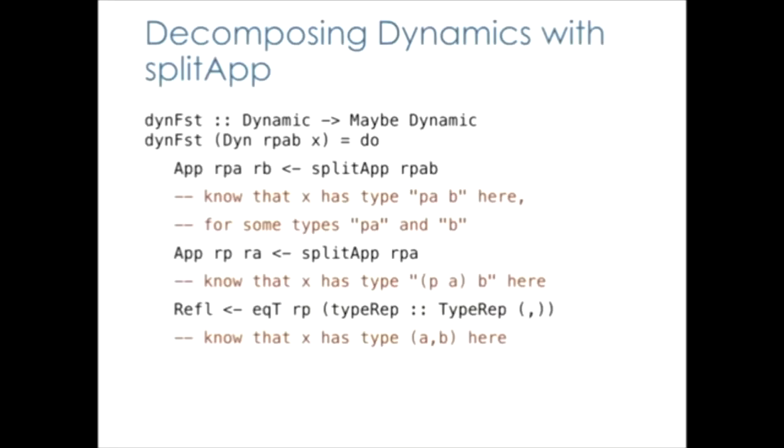And we don't really care what A and B are. What we were interested in is knowing whether we had a product type. And then once we know that X has that product type, then we can project from it. And we're returning a maybe dynamic. We know since it's a product type, it's a product of A and B. We have the representation of A, so we can stick that into the dynamic that we return.